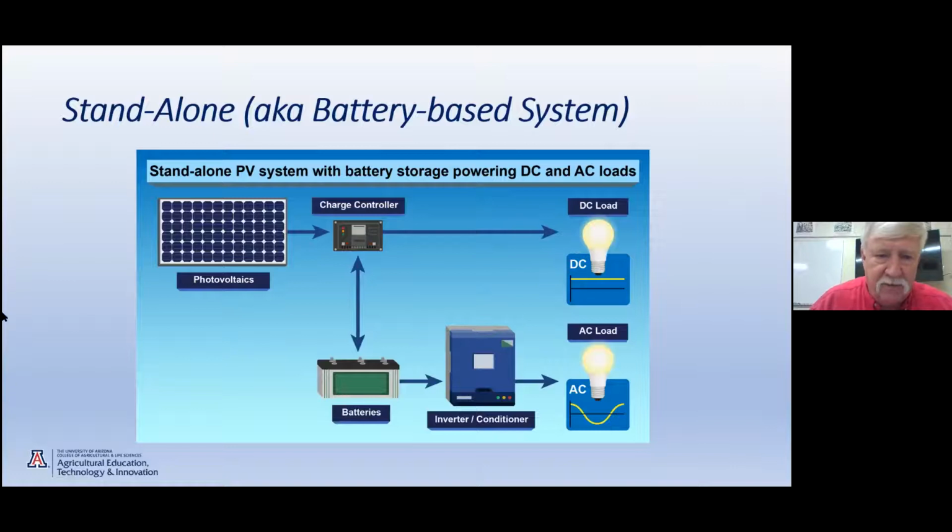So what we have here is our PV array, we have a charge controller, we have our battery-based system or batteries. If we're producing AC electricity in our home, then we're going to need an inverter. If we're running just on direct current loads, we could have lights, you could have some appliances that are strictly DC, then you're not going to need the use of an inverter. But this is very typical of a standalone battery-based system.